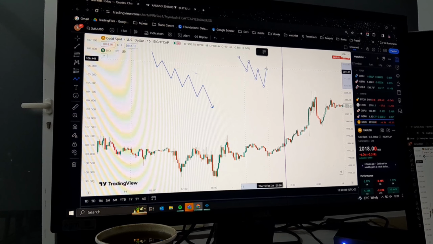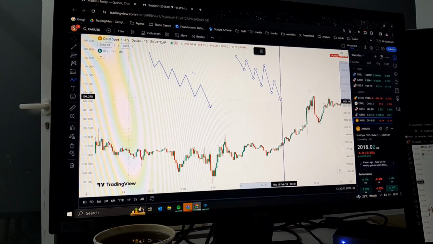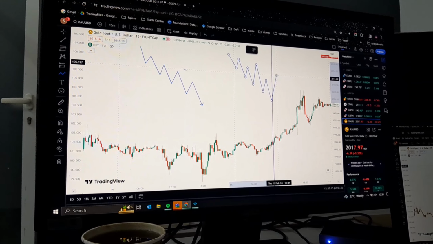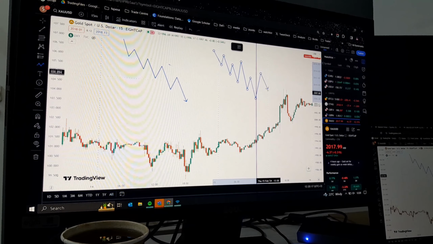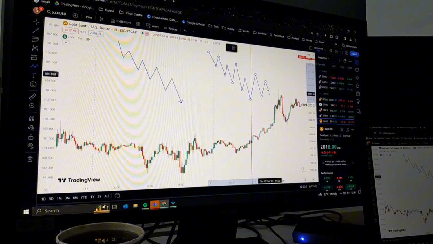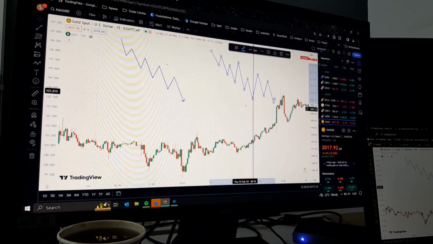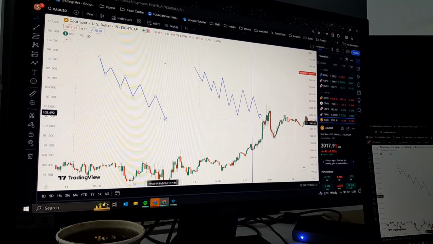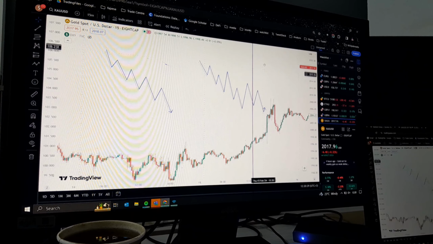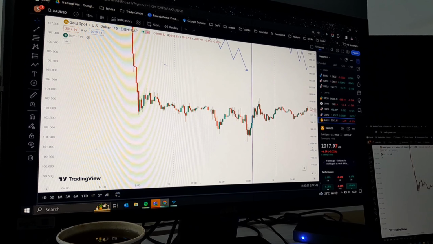Now this is a realistic way on how the market structure will look like. Now let's go straight to the charts and I'll get right into it.